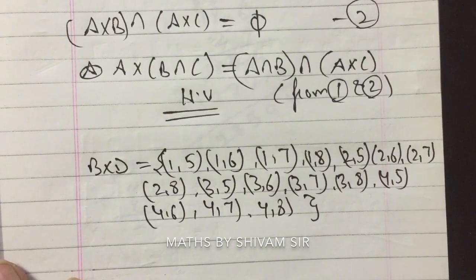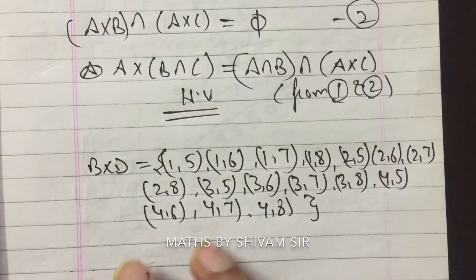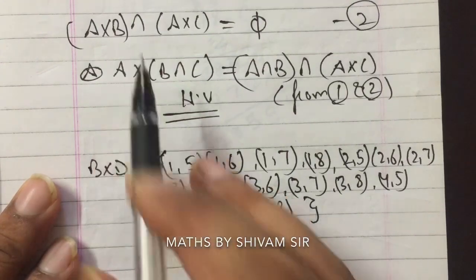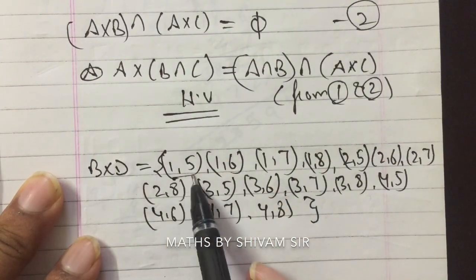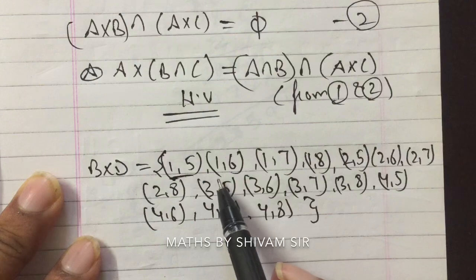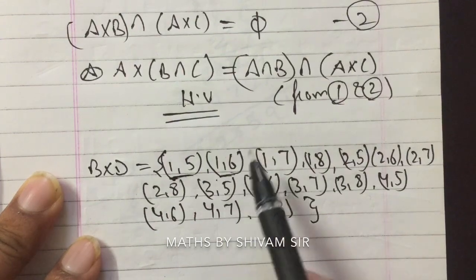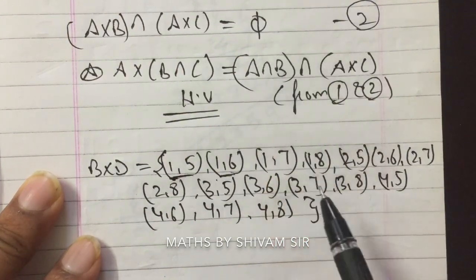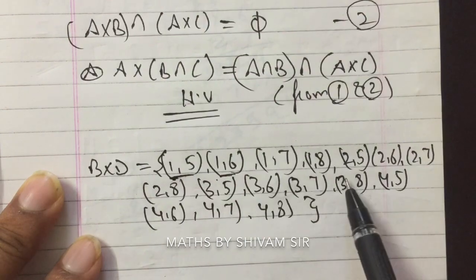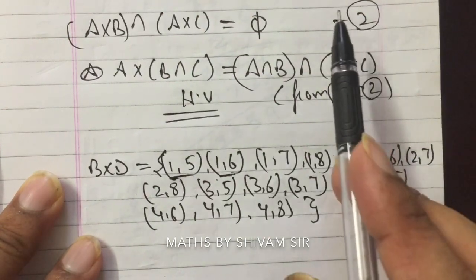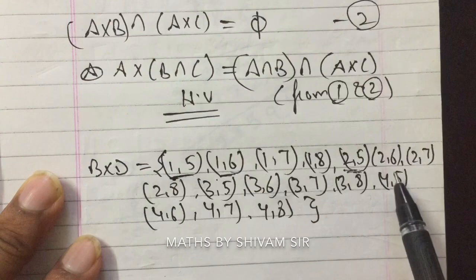Now we have to see if A cross C is a subset of B cross D. So A cross C has (1,5). Do we have (1,5) here? Yes, we have (1,5). (1,6), we also have. A cross C has (2,5). Let's check it. (2,5) we also have. A cross C has (2,6). So (2,6) we also have.